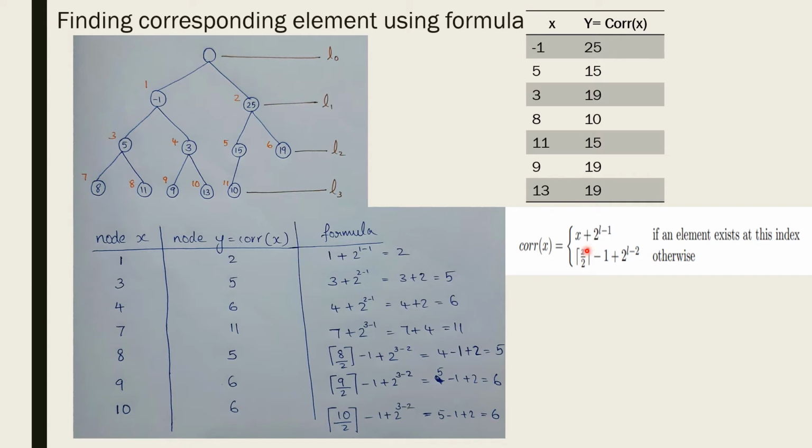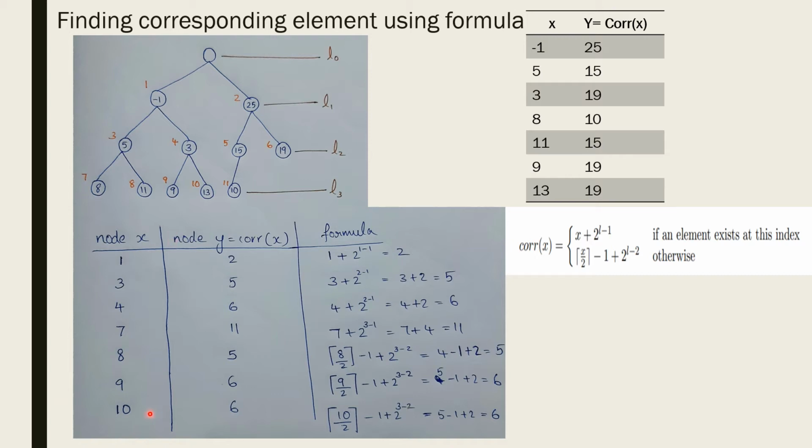It should be x. If we are finding for x, the node means x by 2, ceiling function, minus 1, plus 2 power L minus 2. So for the 8th node, it will be ceiling function of 8 by 2 minus 1 plus 2 power 3. So the level is now 3, so 3 minus 2. So 8 by 2 ceiling function will get 4, minus 1, plus 2 power 3 minus 1. That is 2. So 4 minus 1 plus 2 will be 5. That also we got correct.